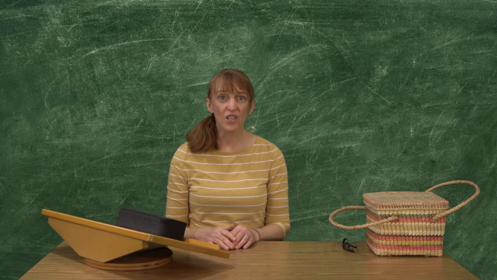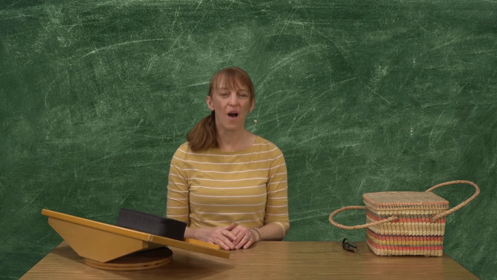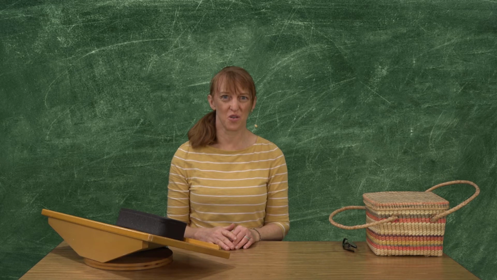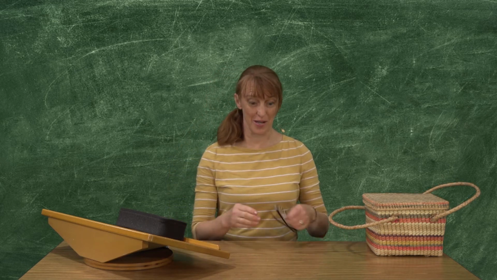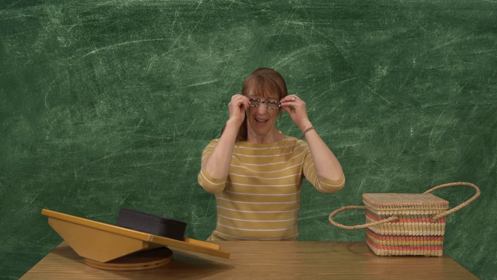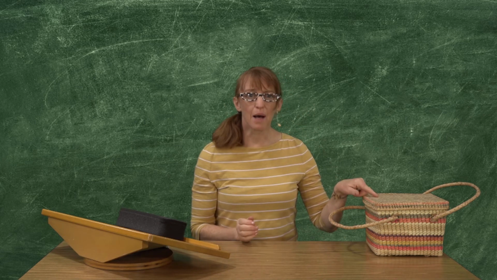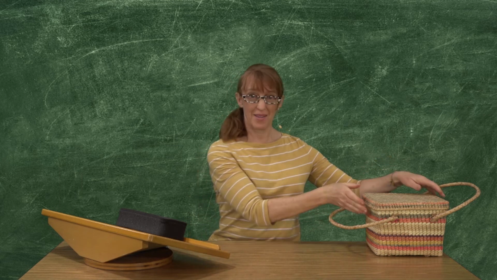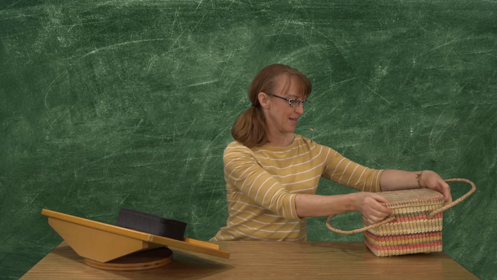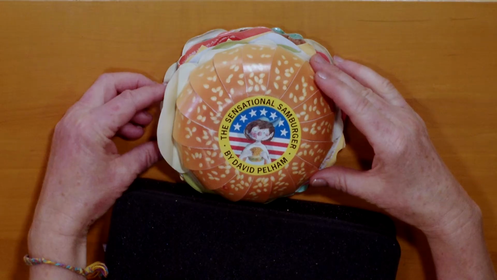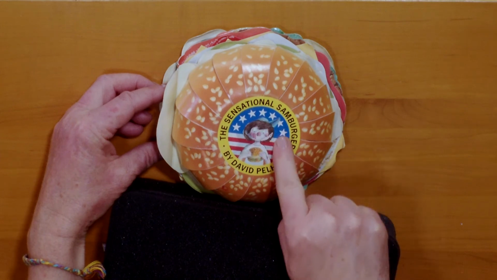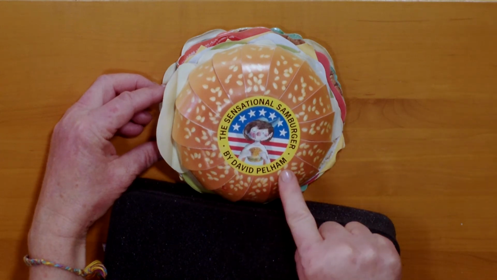Well, we have looked at stories that had movement and no words. And now I want to read you one of my favorite stories that does have words. I'll need my reading glasses to read this story. I brought my book in a picnic lunch basket. Why? Because the book looks like a hamburger. This book is called The Sensational Sam Burger by David Pelham.